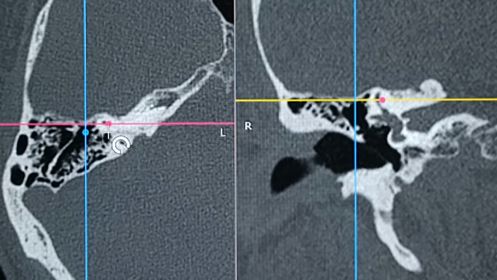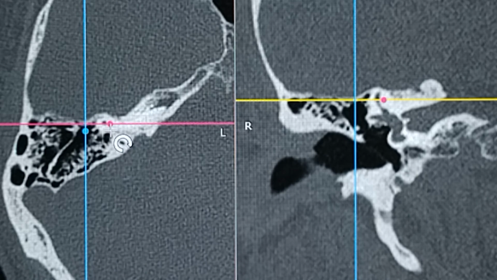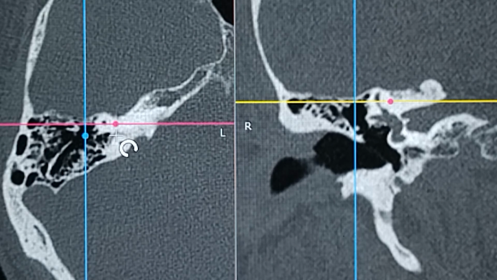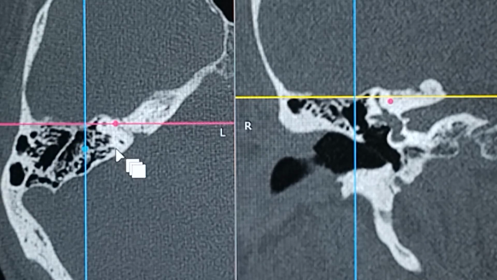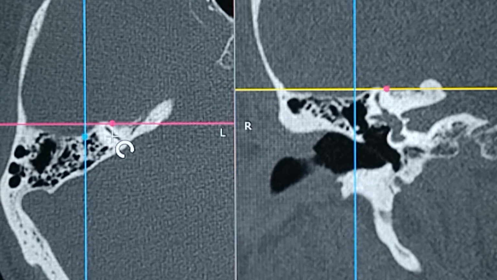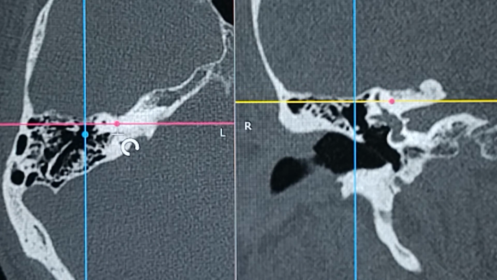Now what you can see over here is the superior semicircular canal right there, and you can see some fracture line between. That is nothing but the petromastoid canal. This is a petromastoid canal which hosts the subarcuate artery and the subarcuate vein right there. Okay, so this is basically the superior semicircular canal. There we go, this is the subarcuate canal.